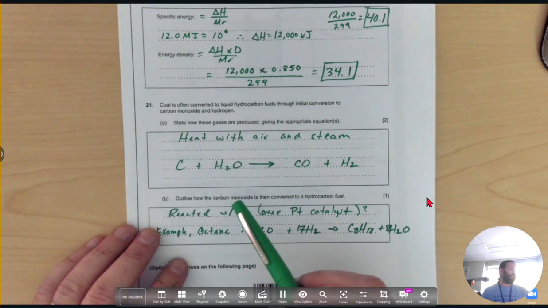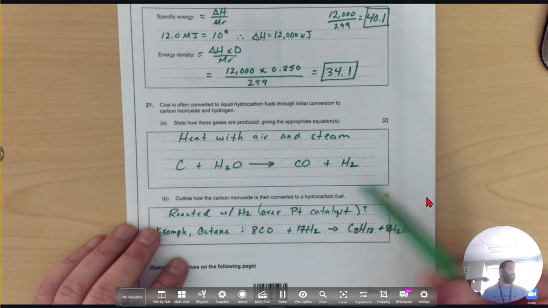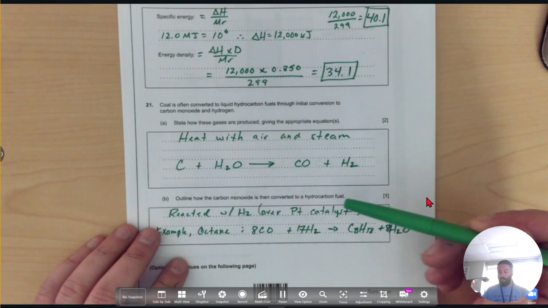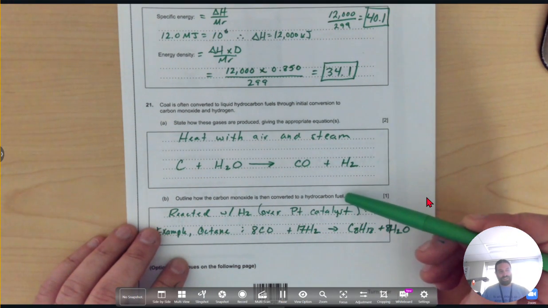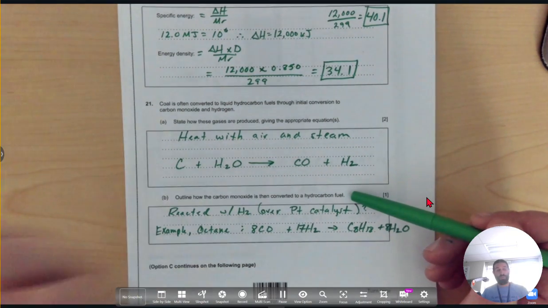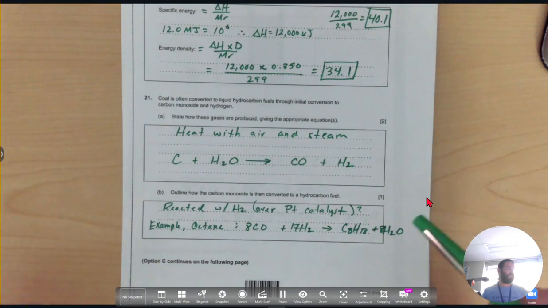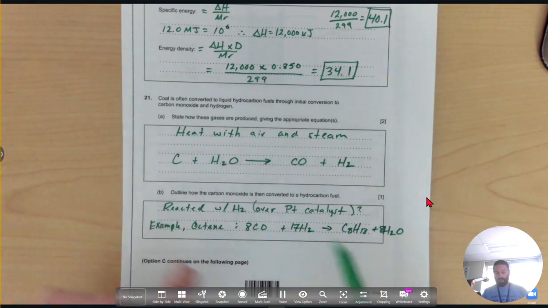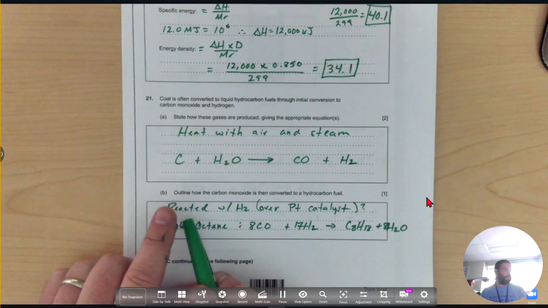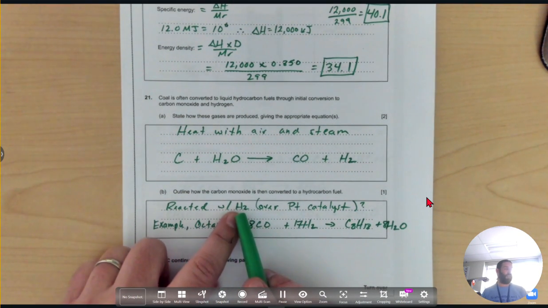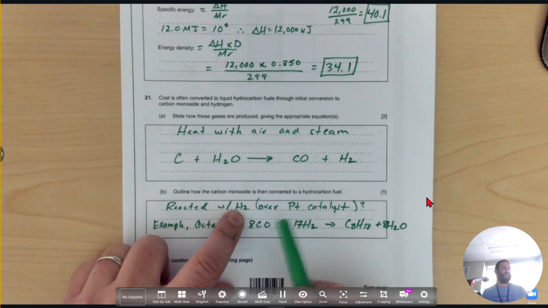So outline how the carbon monoxide is then converted to hydrocarbon fuel. Well, remember, in society, when we're using hydrocarbon fuels, we use liquid fuels. Liquid in the butane lighter, gasoline is liquid, kerosene, all liquid fuels. So this is about liquefaction. When we do the liquefaction of carbon monoxide, we react with hydrogen, I think, over a platinum catalyst.